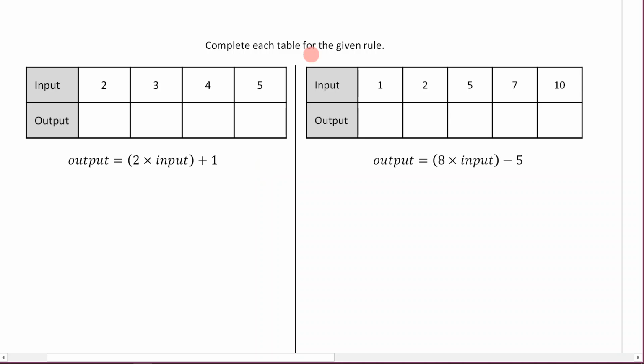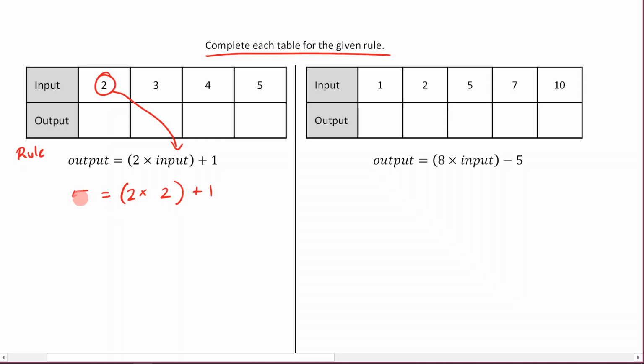says, complete each for the given rule. So here we have an input-output table, just as we did before. We've got the same instructions, but now our rule looks a little bit different. But do not fear, we know exactly what we're going to do here. We're going to take this first input value, and we're going to substitute it into our rule, which means we're going to have 2 times, now our input is 2. Then we're going to plus 1 to it. Now 2 times 2 is 4. Remember, we do this first because of the brackets. 2 times 2 is 4, plus 1 is 5. So that means my output is going to be 5. So I put 5 here.